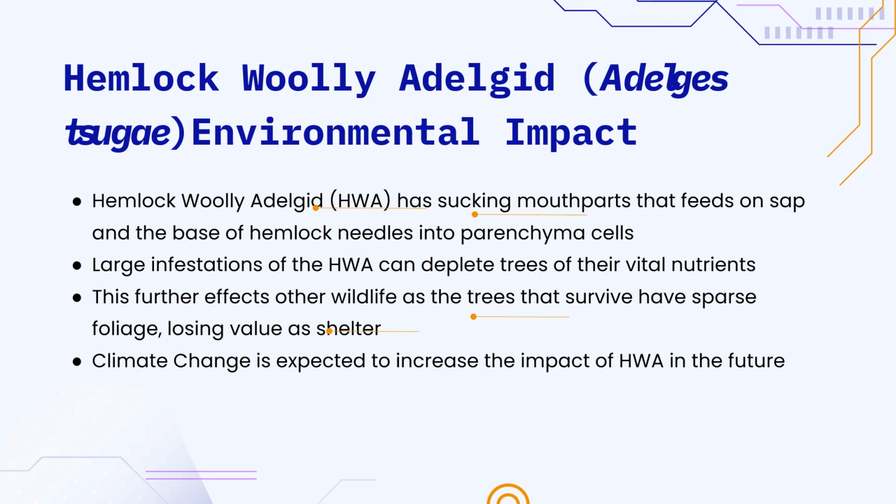HWA also causes the loss of needles, as mentioned, and it can also reduce the growth of new needles and branches. This is due to the fact that HWA feeds on young twigs, causing needles to dry out and drop prematurely. The trees may also die anywhere between 3 to 6 years, and this further affects other wildlife, as the trees that survive have sparse foliage, losing value as shelter and the ability to shade streams.